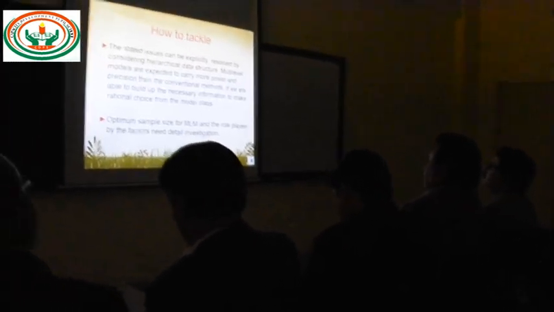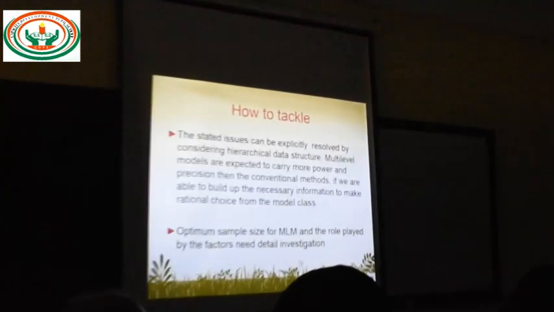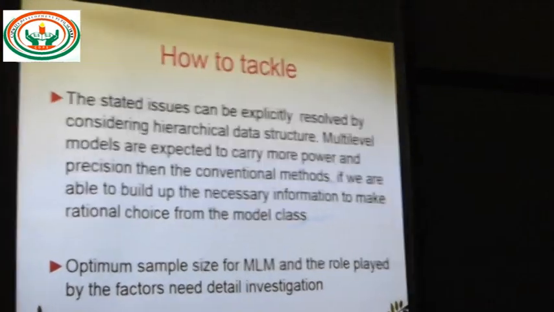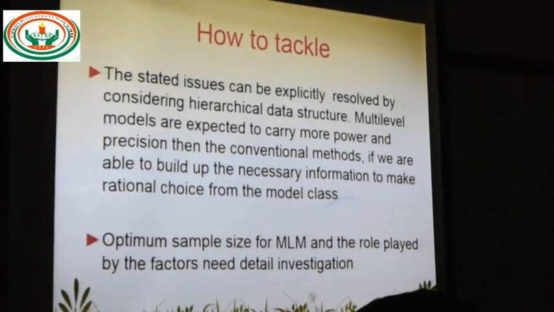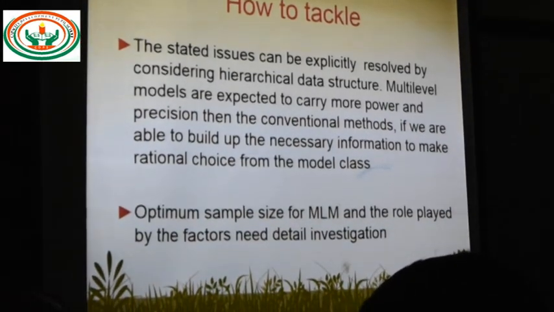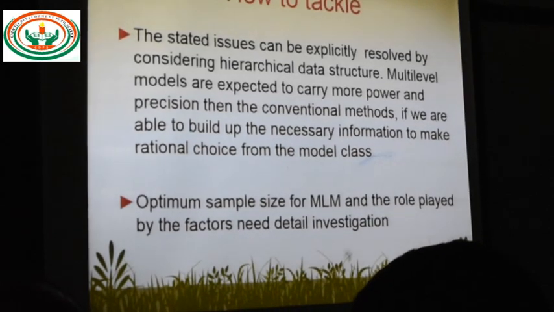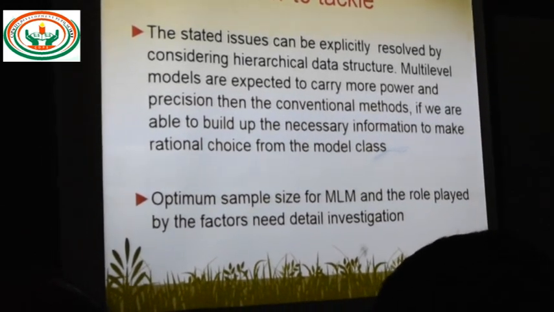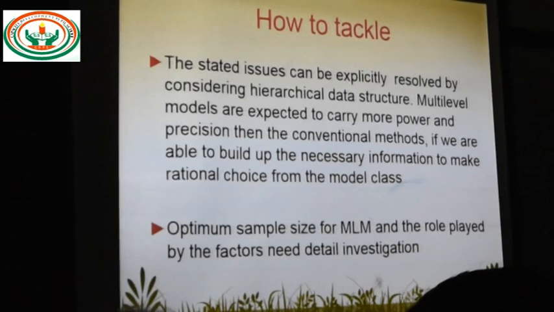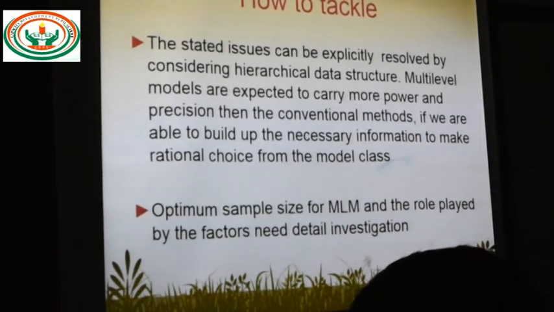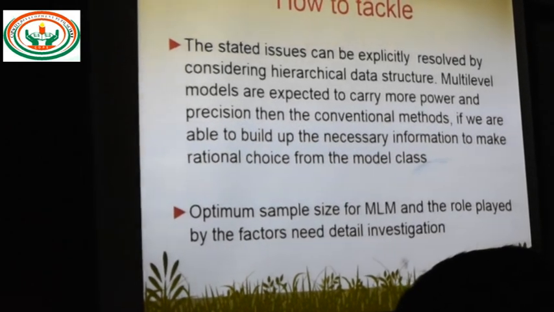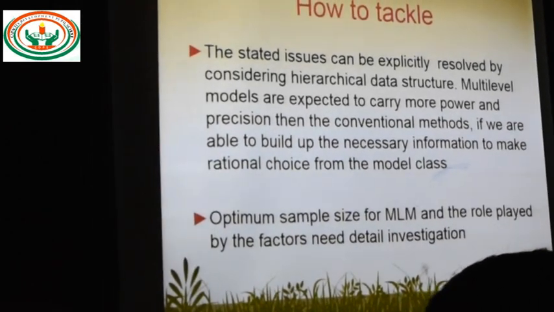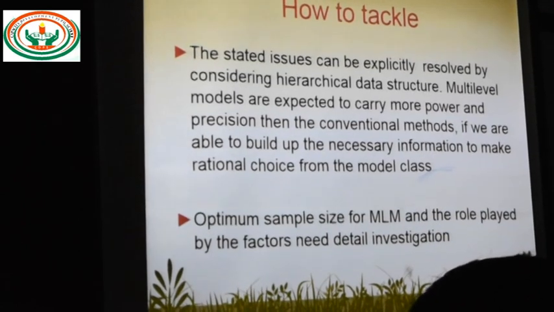Then many factors are involved in the procedure. How to tackle it? Number 1, the stated issues can be explicitly resolved by considering a hierarchical data structure. By considering the multi-level model, you may be able to cover these factors, and these problems can then be handled. And the decision that the conventional method, if we are able to get the necessary information to make a main child from the class. So if you are able to make a computer model, then it will solve this problem.